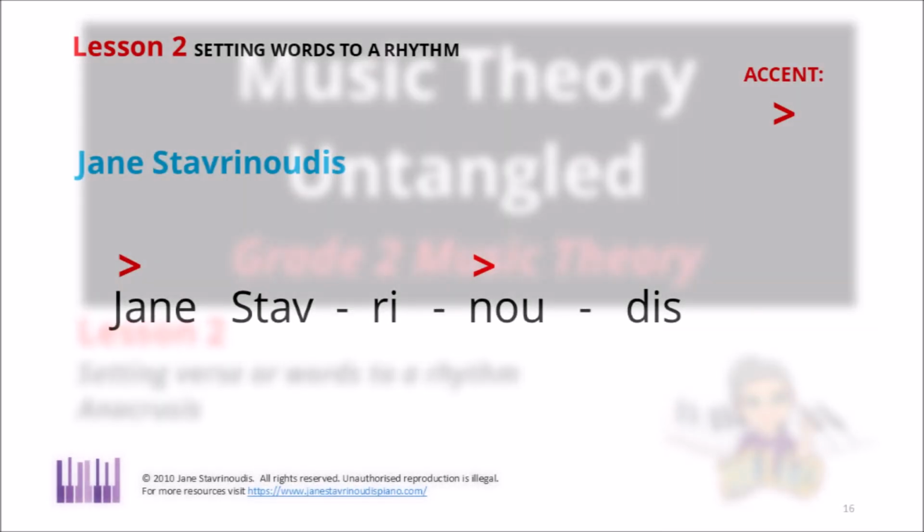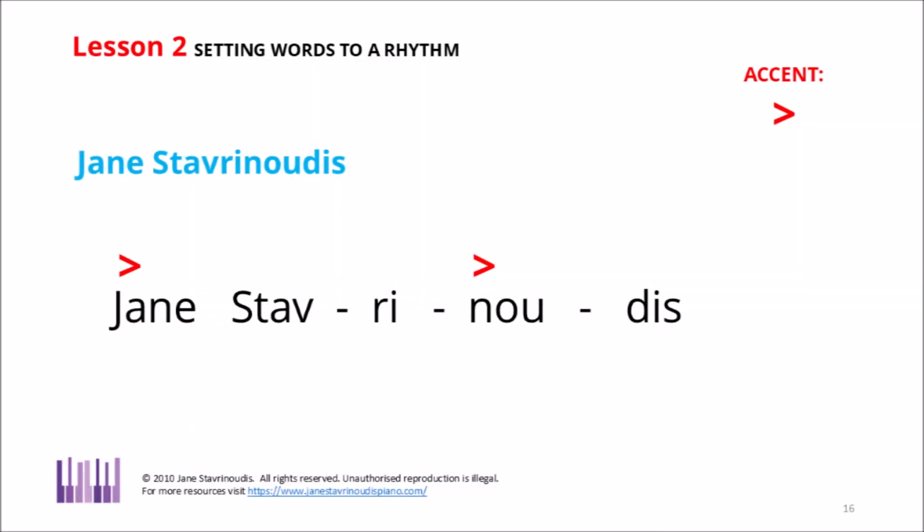Let's get going. Have you ever wondered how a song is written? Often the music is done first and then words are added, but more common is writing a poem or verse and setting it to a rhythm and then adding pitch. In this lesson I will explain how to set words to a rhythm.